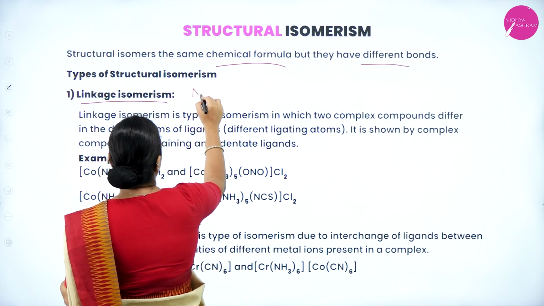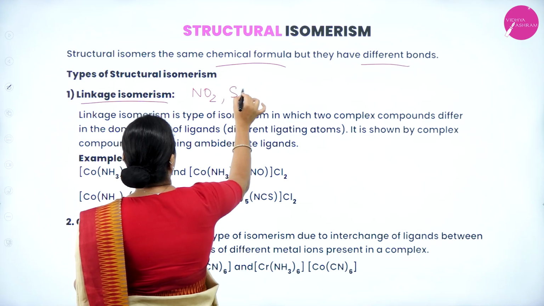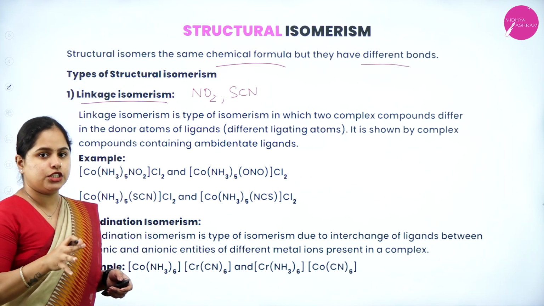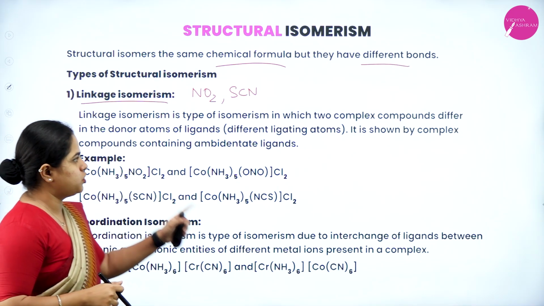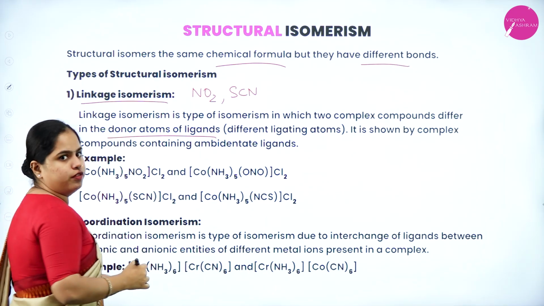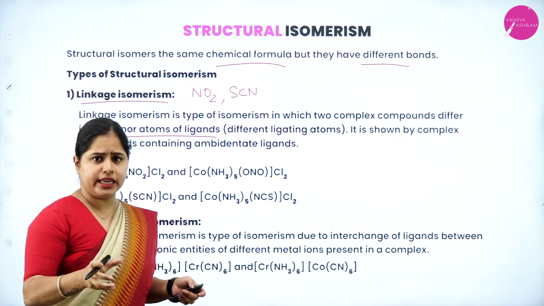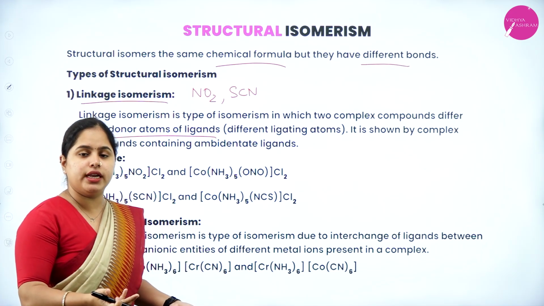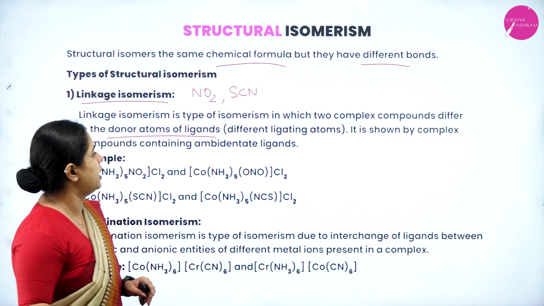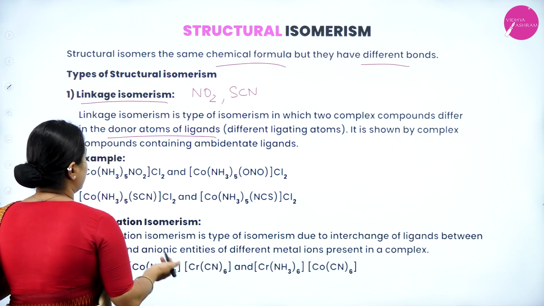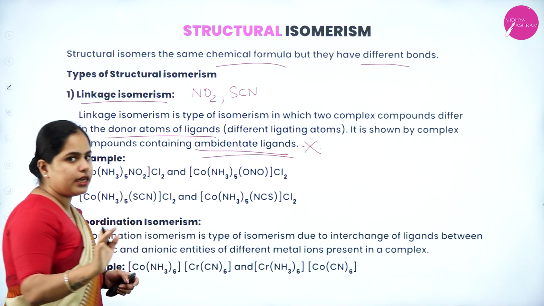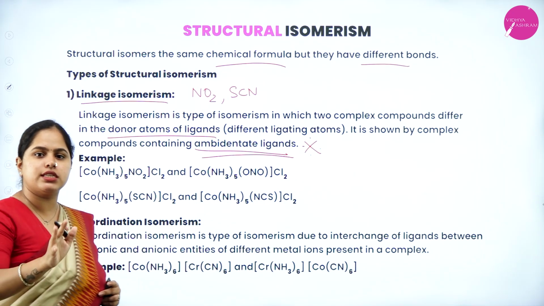So which are the ambidentate ligands? We already know, NO2 and SCN, right? These are the ligands which show linkage isomerism. It is a type of isomerism in which two complex compounds differ in the donor atoms of ligands. Which atom in that ligand is donating the electrons? Based on that, you will have two different isomers, right? It is shown by complexes containing ambidentate ligands. This is very important. If ambidentate ligands are present, of course, it is a linkage isomer.